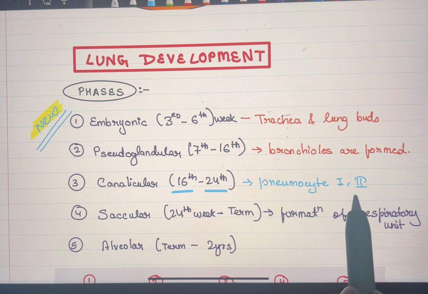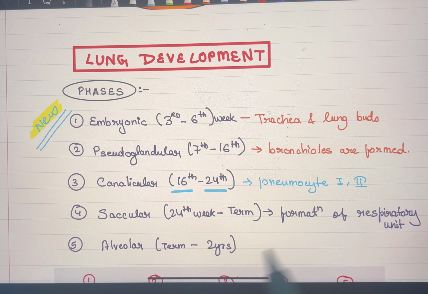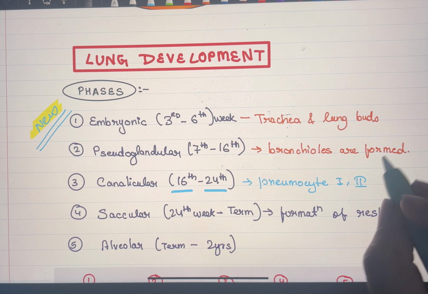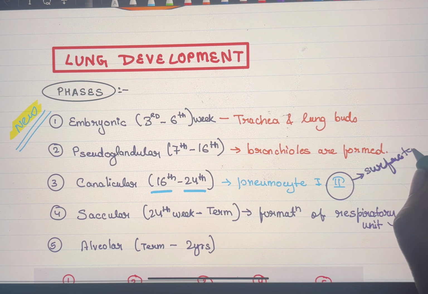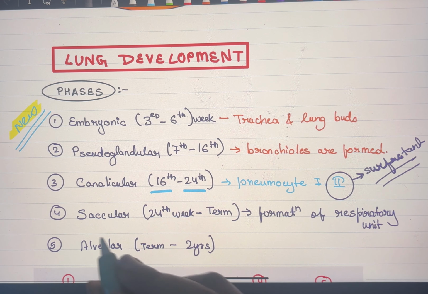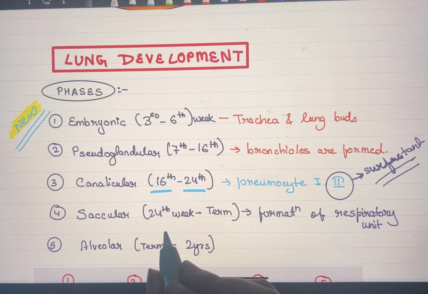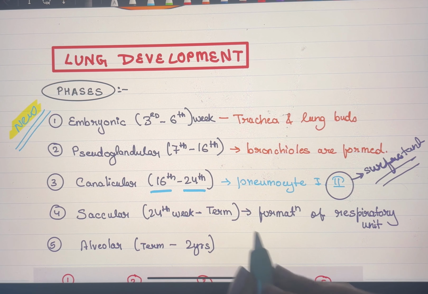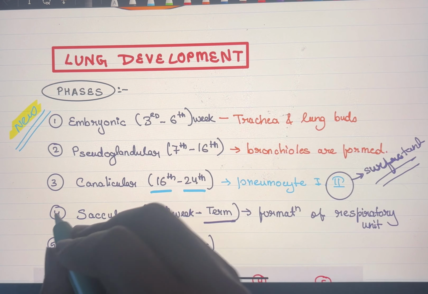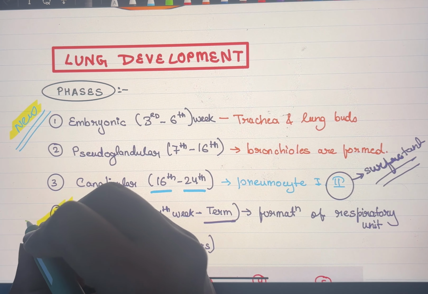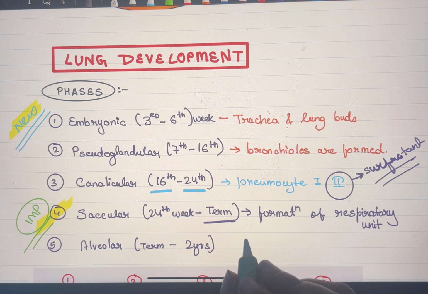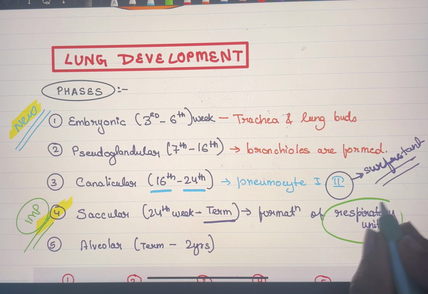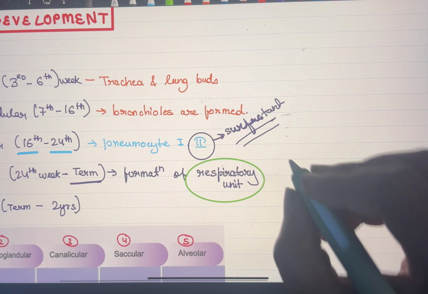The type 1 and type 2 pneumocytes are formed in the canalicular phase, and the type 2 pneumocyte produces surfactant. Number 4 is the saccular phase, which is from the 24th week to term. So this is important, you have to remember this. In the saccular phase, the baby is already at term, and there is formation of a respiratory unit.